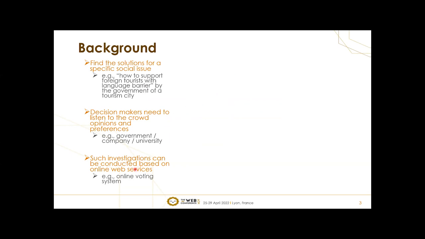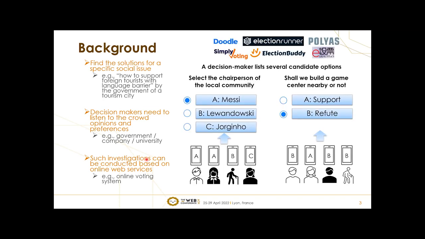And the investigations can be conducted based on web surveys in this internet era. For example, how about utilizing an online voting system? There are many online voting systems available. On such a system, the decision maker can list several candidate options. For example, we want to vote for a chairperson of the local community, or we want to ask the crowd whether they support or refuse a given plan.